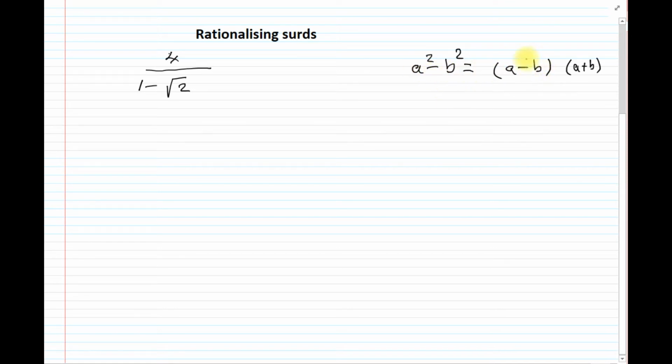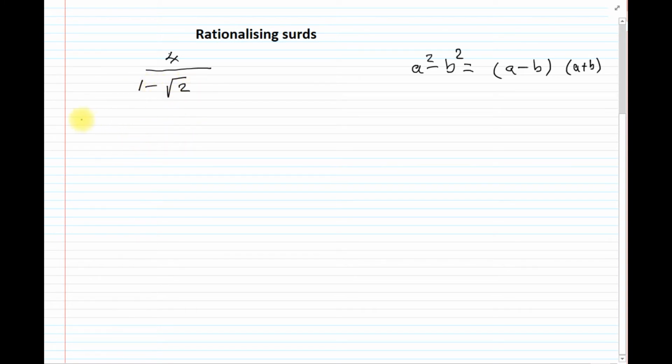Also, the reverse is true. A minus b times a plus b can be written as a squared minus b squared. So we use this information to rationalize this. If I look at my denominator in the form of 1 minus square root of 2, and I imagine 1 is the same as a in this identity and square root of 2 is the same as b, I will multiply the top and bottom of this fraction by 1 plus square root of 2.